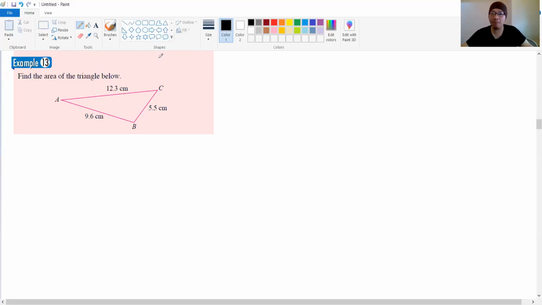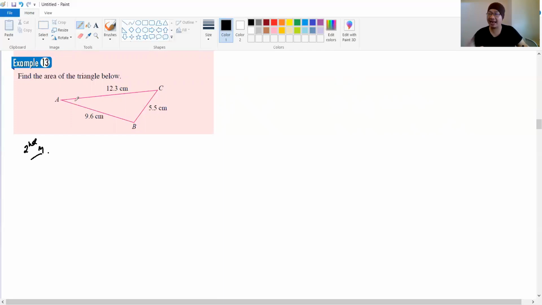As long as the question is an open question like this, and it doesn't mention using a specific method to find the area, there's no restriction at all. So you can use either one. Let's use the second method first.